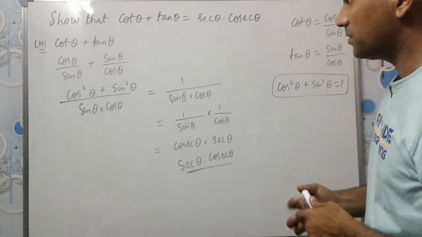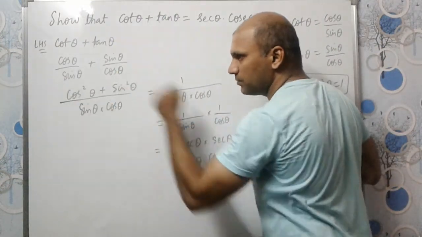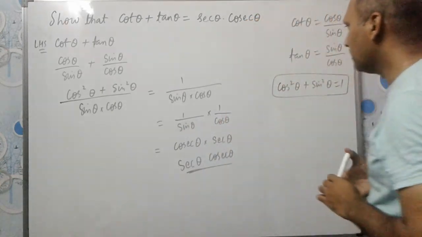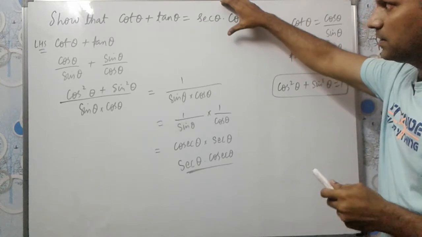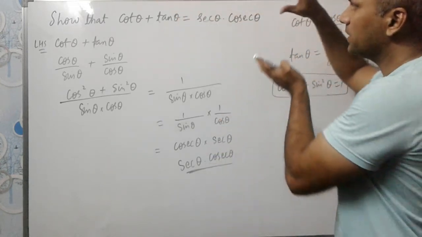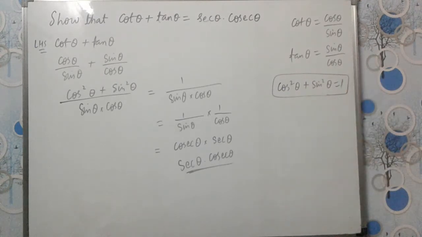I hope you understood this problem. In such type of problems, what is given in LHS we should observe carefully, and which formula can we apply. And what is there on RHS. From LHS, how can we get RHS, that we should check. I hope you understood all three methods.